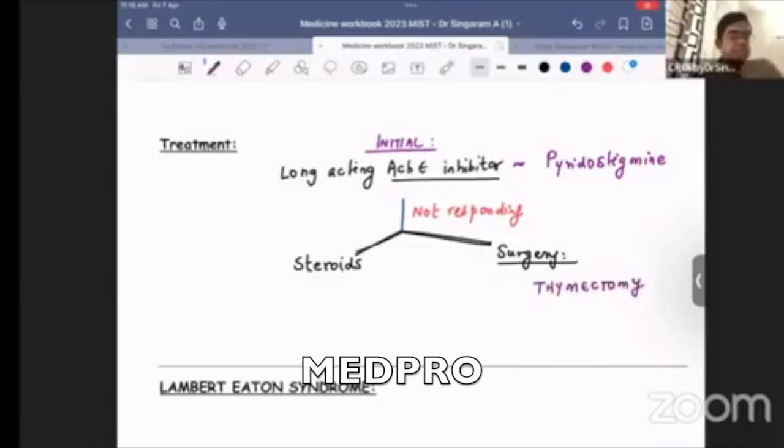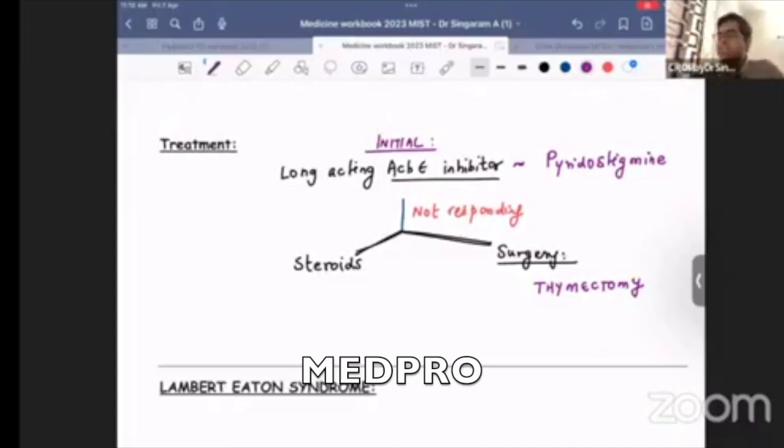Initial treatment will be a long-acting acetylcholinesterase inhibitor. If the patient is not responding to that, then you can go for steroids or surgery in the form of thymectomy. These are the things you should remember regarding myasthenia gravis. Only 3 or 4 essential points actually. First, myasthenia gravis involves the vision in the form of ptosis as well as diplopia. Second, weakness is worse in the evening as well as after exertion. Last, for treatment you always start with a long-acting acetylcholinesterase inhibitor. No response, you go for surgery or thymectomy.